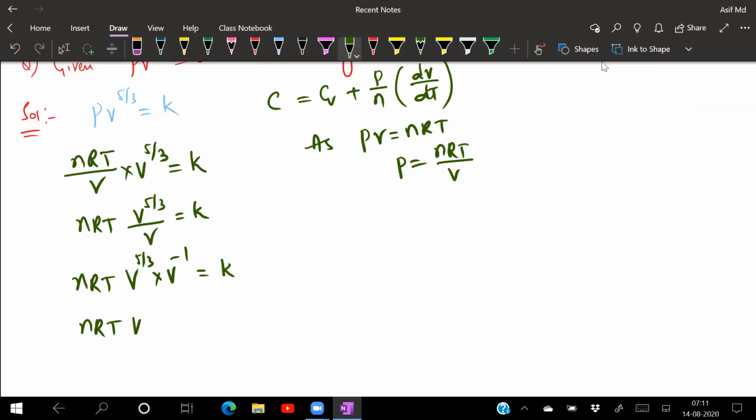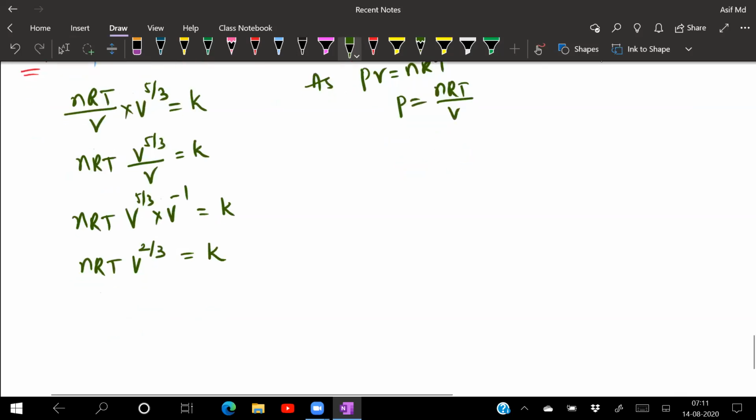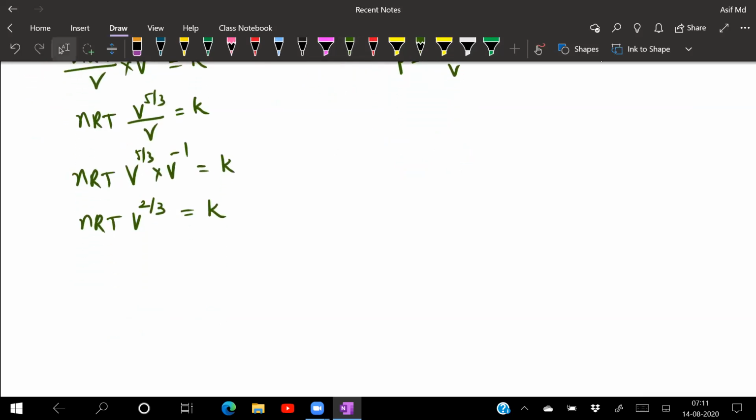5 by 3 minus 1 will be, sir, minus 2 by 3? 5 by 3 minus 1. Minus means it will go up, so this will become plus. So it is nothing but 2 by 3. Yes, sir. So that is equal to some constant, that is nothing but K. Clear?